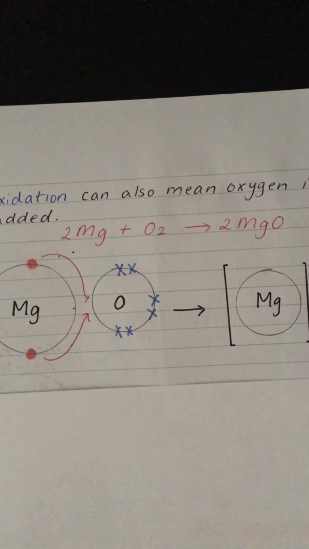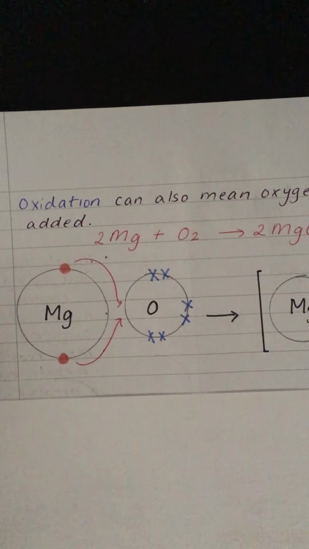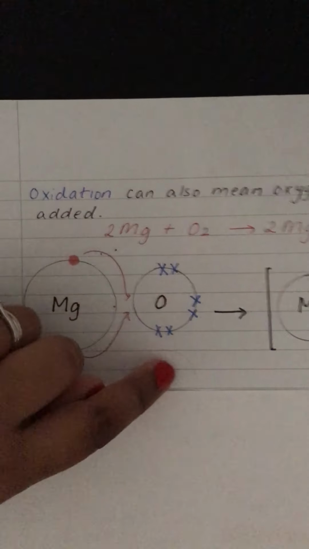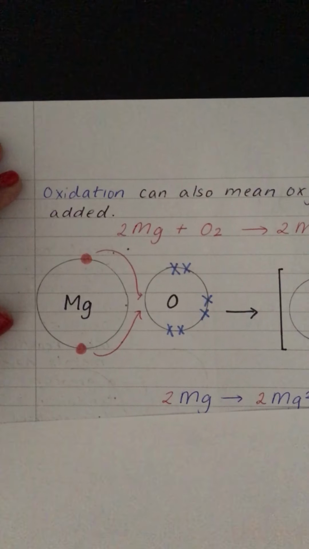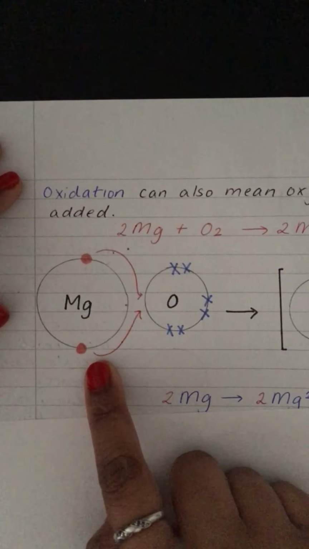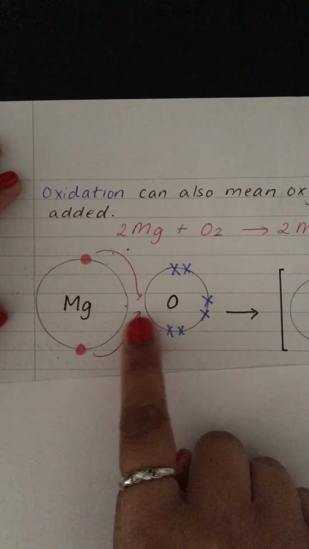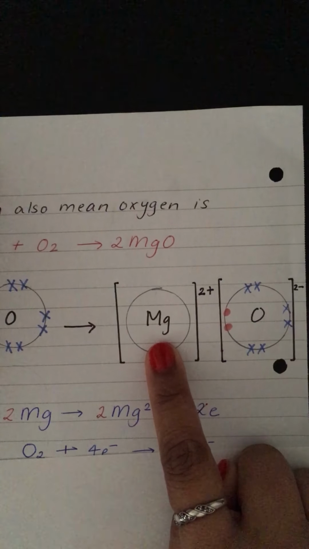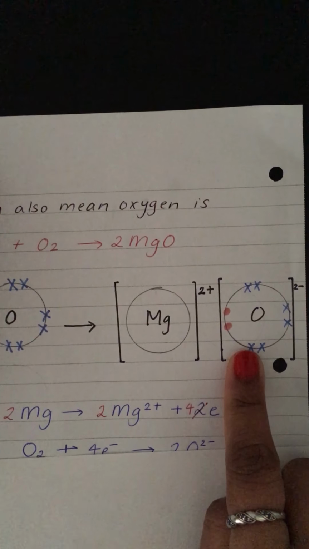Now, if we look at this dot and cross diagram, I'm just showing half of the equation. We know it's actually 2 magnesium atoms, and oxygen's a diatomic molecule, so there should be 2 oxygen atoms. But just for illustration's sake, we can see that the magnesium loses 2 electrons from its outer shell, and each oxygen atom gains those 2 electrons. And we can see as a result that magnesium becomes a positive ion and oxygen becomes a negative ion.